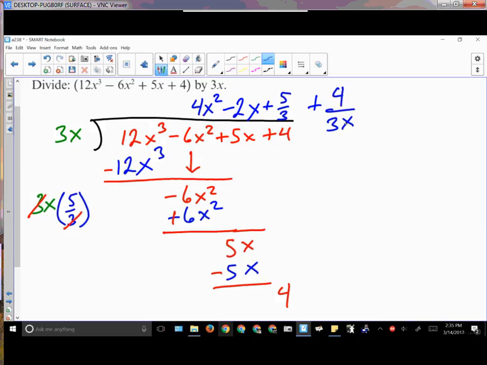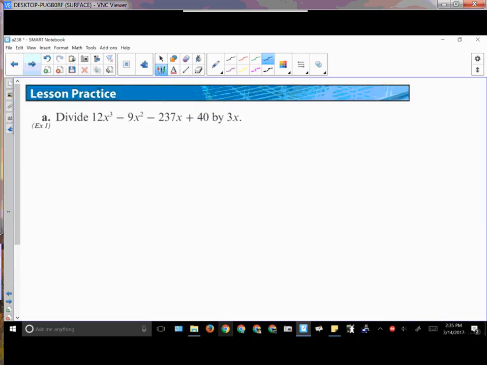So what I'm going to do here is I am going to give you a couple minutes, and I want you to give it a try with this example. See what you come up with.